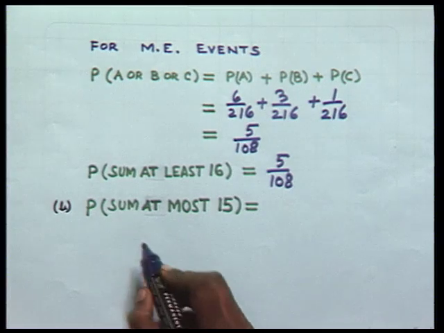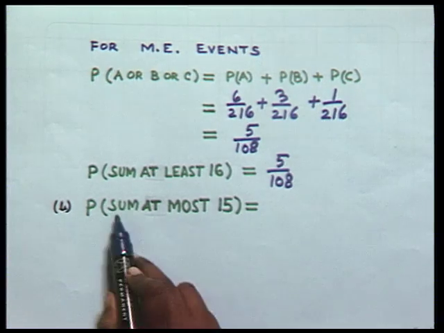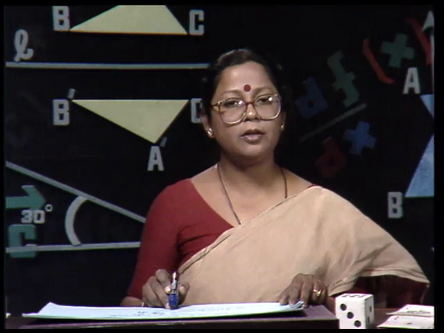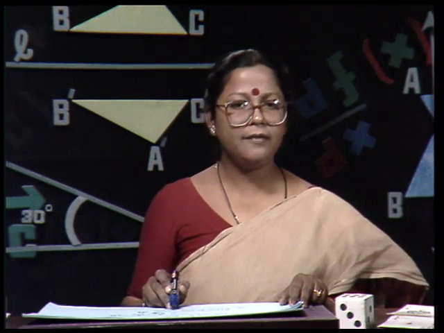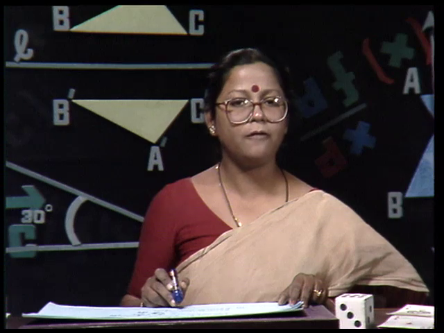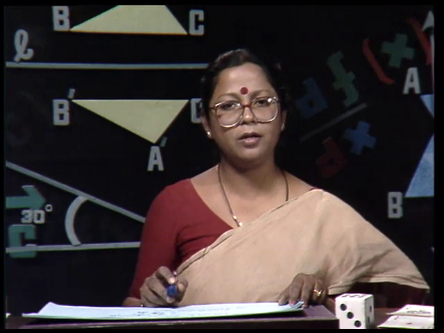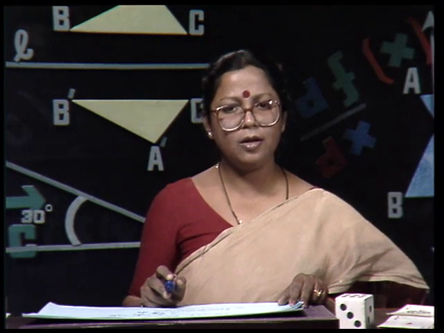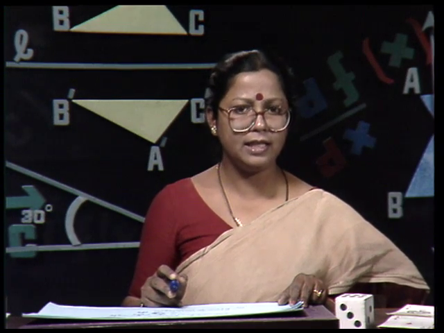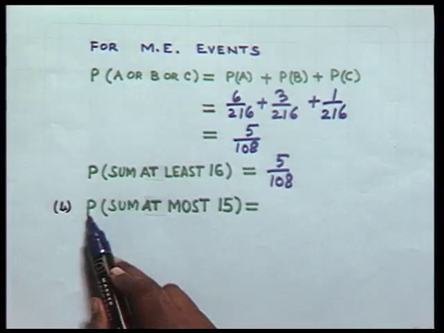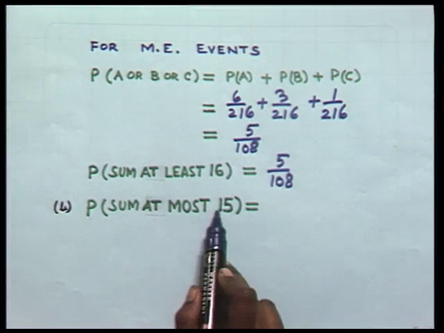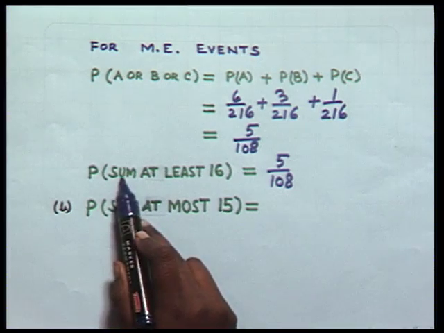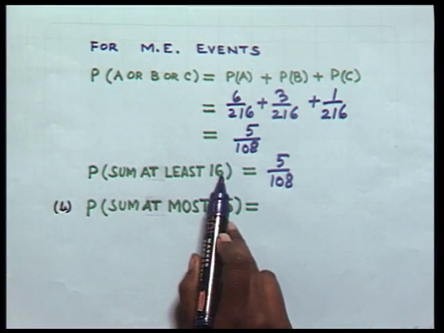108. Now, consider the next event, that is getting the sum at most 15. Now, this event will occur if the sum is 3 or 4 or 5 and so on, but it cannot be 16 or 17 or 18. That means this event, that is getting the sum at most 15, is a complementary event to the event sum at least 16.